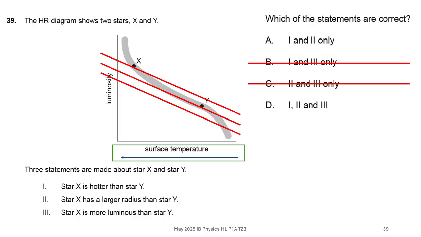We're then left with A and D, and we want to see if A or D is true. Now, notice here we've got luminosity on our y-axis. Well, clearly X has a greater luminosity because it's higher up on the y-axis, and therefore all 3 of them are true. That's nice, isn't it? Nice positive end to the paper. The answer here is D.